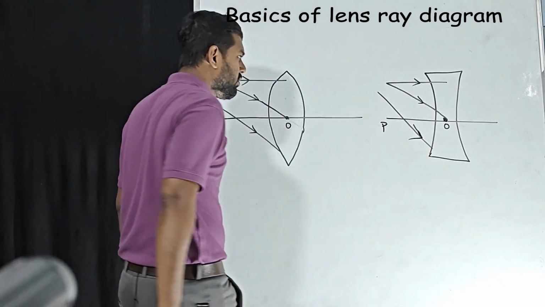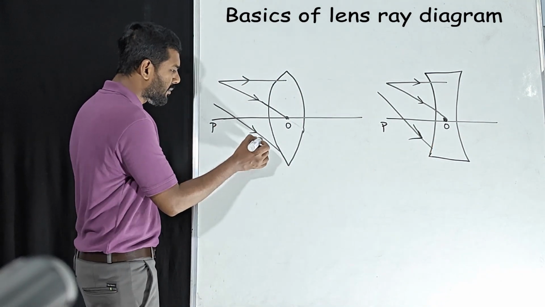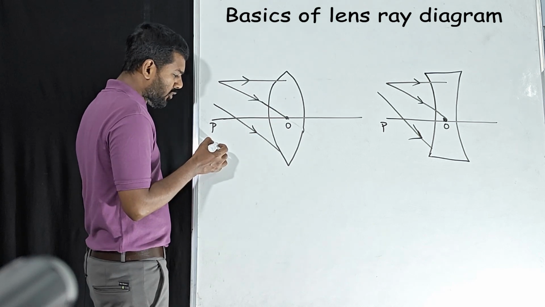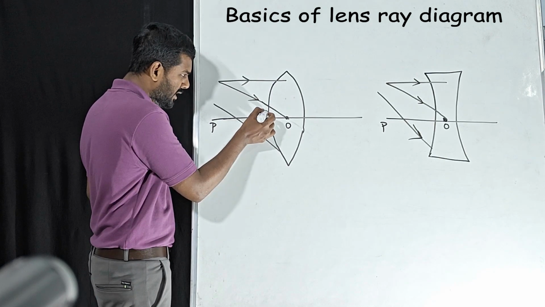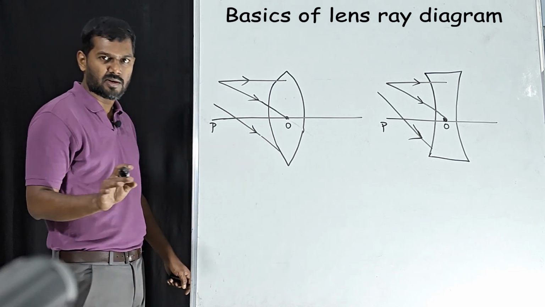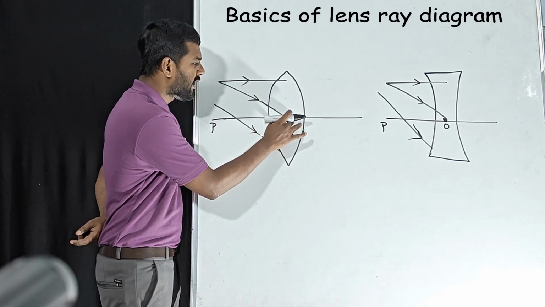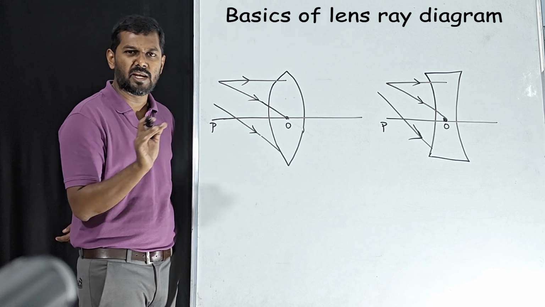It is not parallel to the principal axis. This can be in any direction. You see, if you draw it like this, again it is not parallel to the principal axis. If you draw it like this, not parallel, any direction is fine. Okay, listen, if you know these conditions, you can draw any diagram.